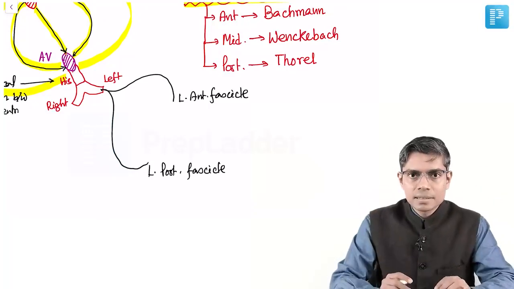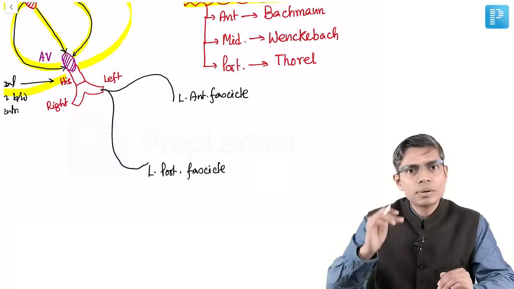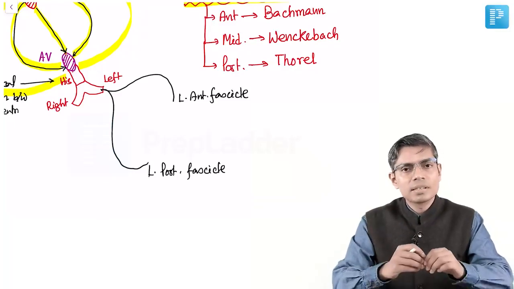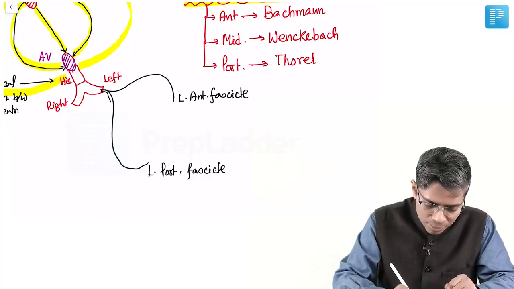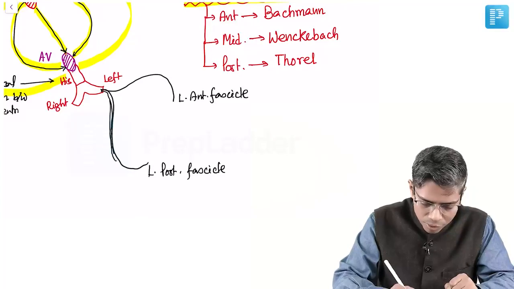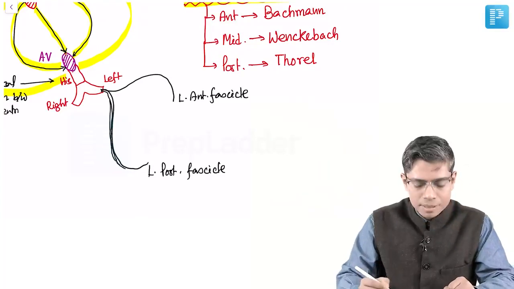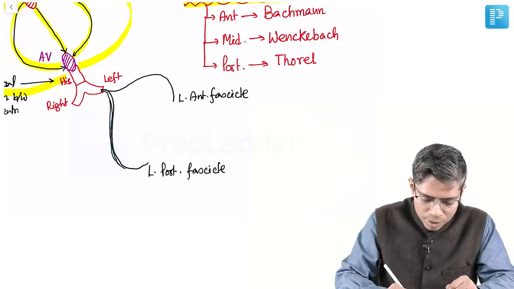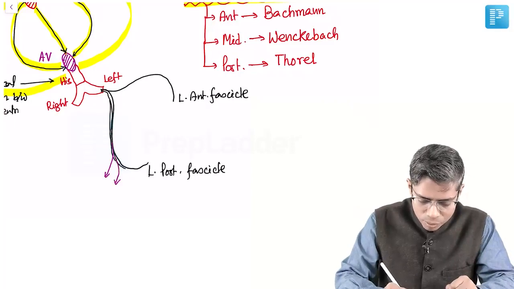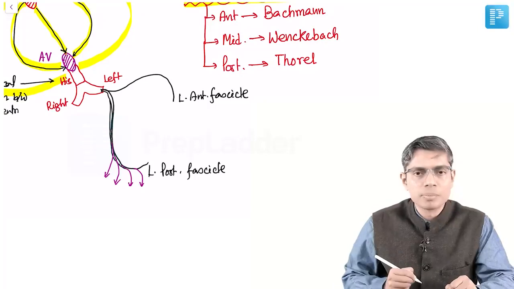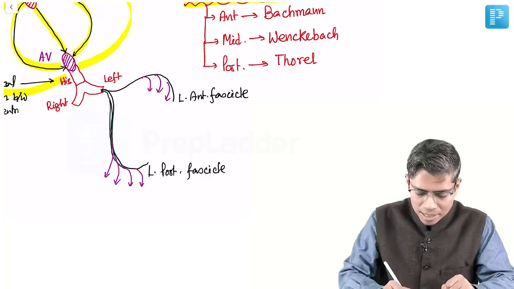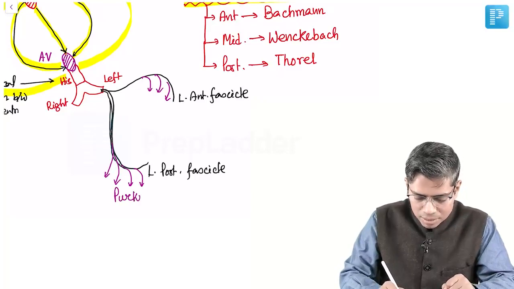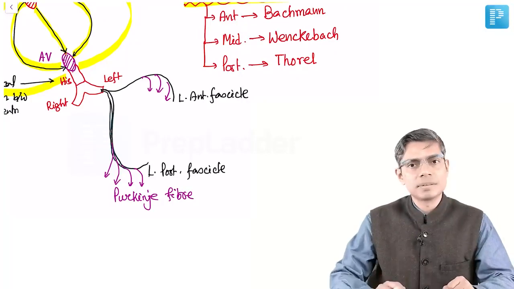So when these fascicles are running at the level of the endocardium of the heart, what will happen? The individual fibers from these fascicles will be separated out. This fascicle contains multiple fibers, and when they are running in the endocardium region, more and more fibers will be separated out from here. The fibers which separate out from these fascicles one after another are known as the Purkinje fibers. Getting my point?